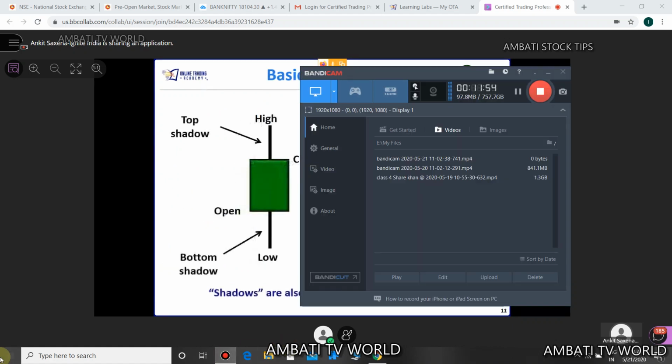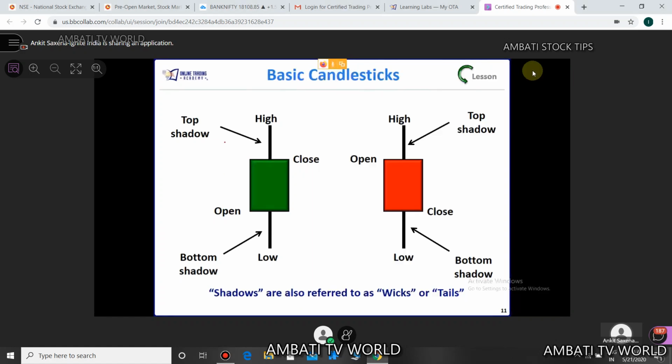Okay. Now, we have seen the shadows here, the body and the shadows, the wicks or the tails. I told you yesterday, if you remember, the prices did try to make this high here. The prices did try to make this higher because this is a dearer price, an expensive price, because the prices are trading on the high.